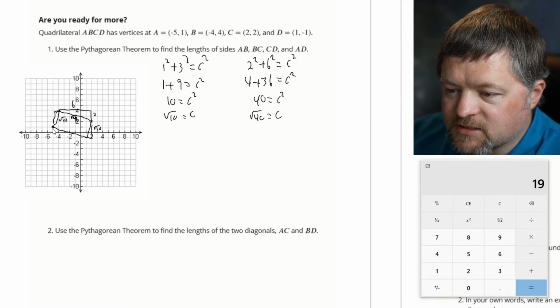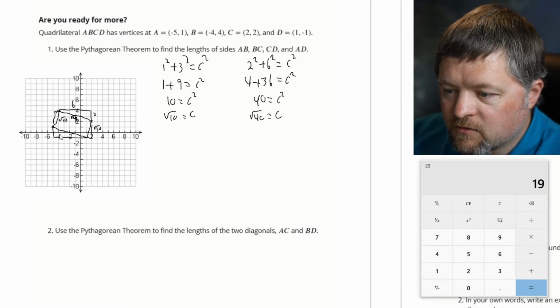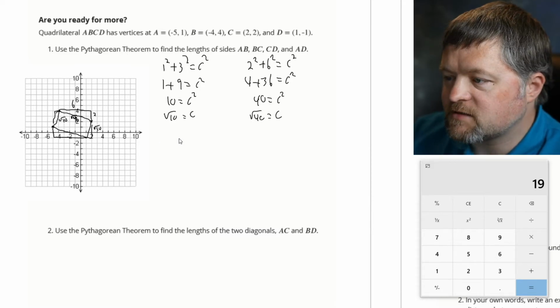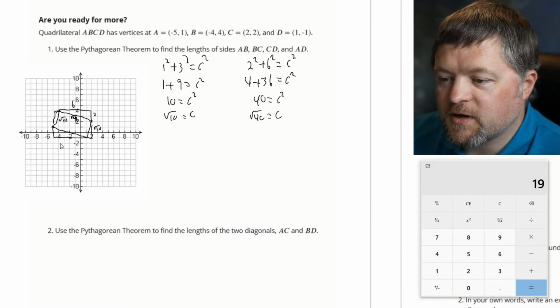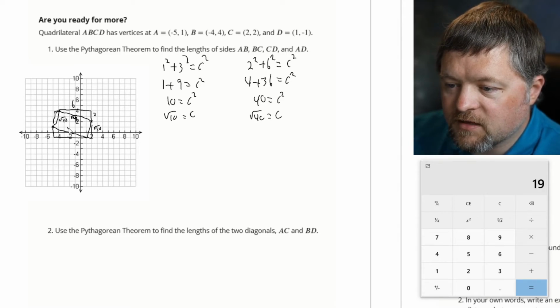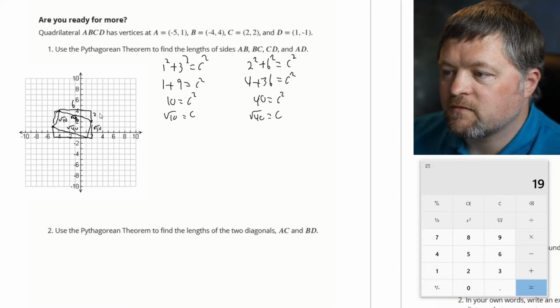Now let's do this side here. 1, 2, 1, 2, 3, 4, 5, 6. That is also 2 units by 6 units. That side will also have a length of the square root of 40.